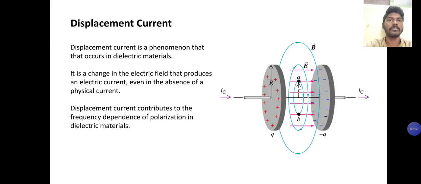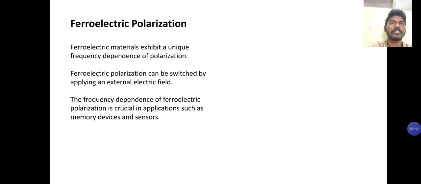Displacement current. Displacement current is a phenomenon that occurs in dielectric materials. It is a change in the electric field that produces an electric current, even in the absence of a physical current. Displacement current contributes to the frequency dependence of polarization in dielectric materials.